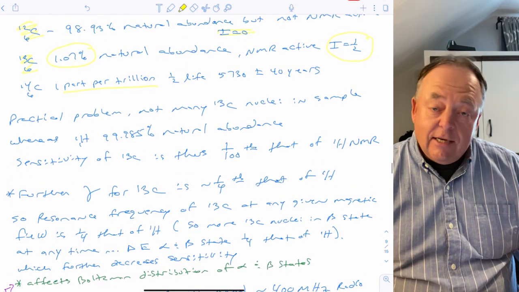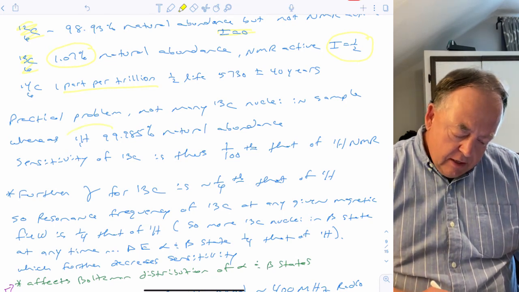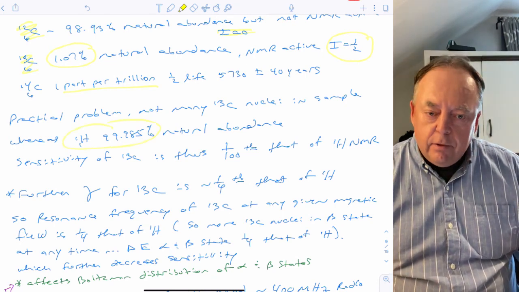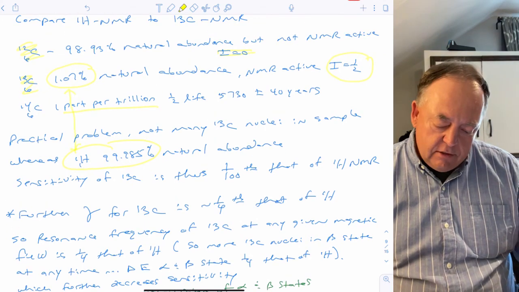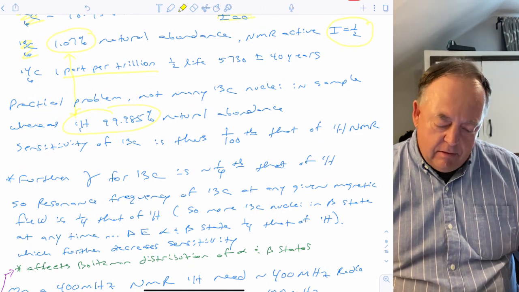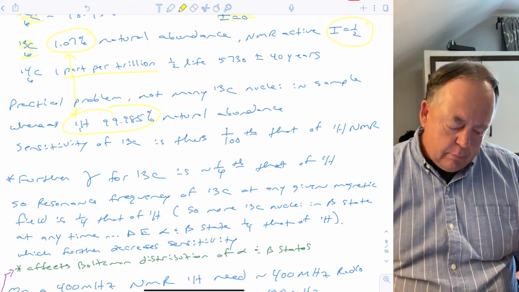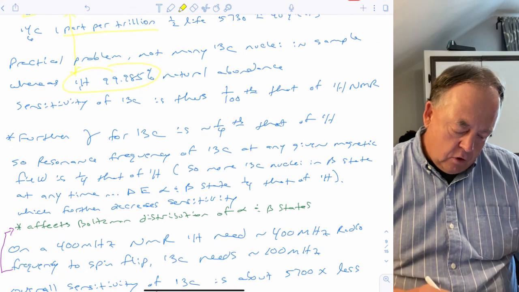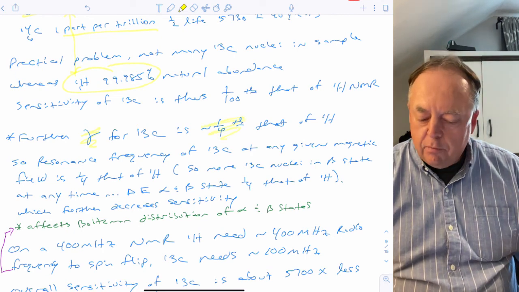So this presents a practical problem doing carbon NMR, right? Proton NMR has 99.985% natural abundance versus carbon, 1% natural abundance. So that means right off the bat, carbon-13 NMR is only 1/100th as sensitive as proton NMR. But it's further complicated by the fact that for carbon-13, the magnetogyric ratio is only 1/4 that of proton.